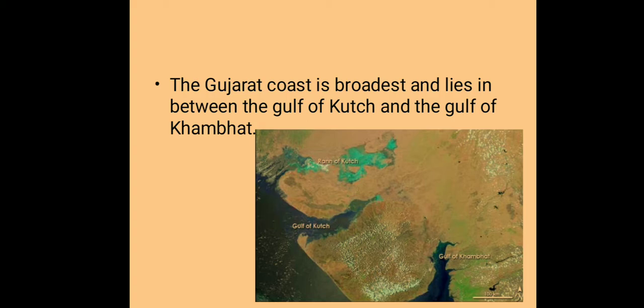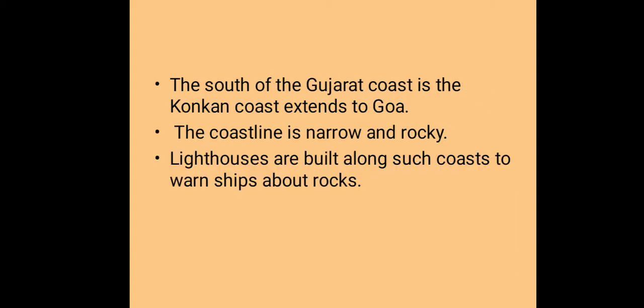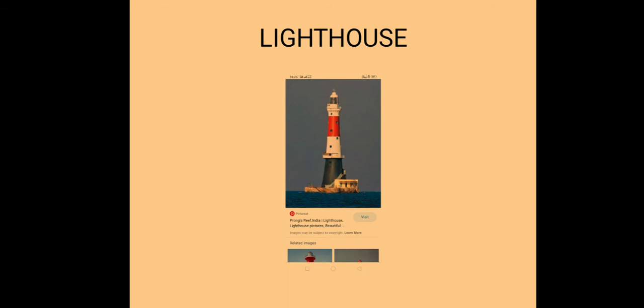Now this should be clear: what is Gulf of Kutch and what is Gulf of Khambat. Next comes, to the south of the Gujarat coast, the Konkan coast that I told you, it extends to Goa, and lighthouses are there. See, this is the image of a lighthouse.